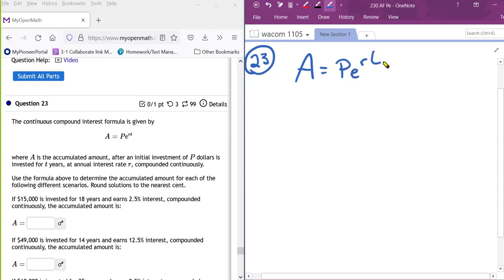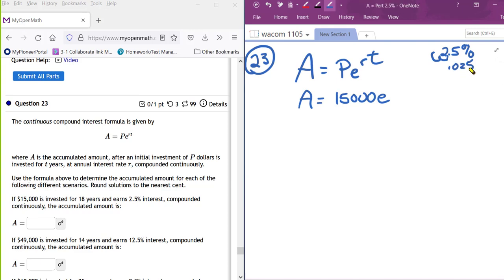Has less pieces, really. All right, and so we'll just do the first one. So we're investing $15,000. That is going to be the P again. We're looking for the A. 15,000 times e to the r, right? You have 2.5%. You have to drop the percent and move your decimal 2 places to the left. So it's going in as 0.025.